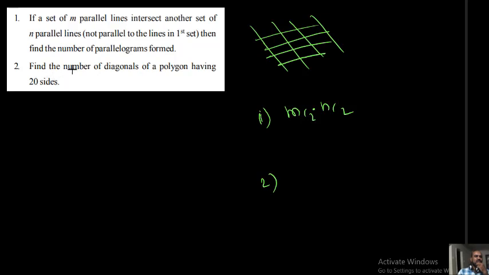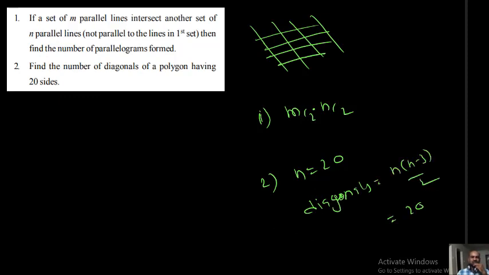Second problem: find the number of diagonals of a polygon having 20 sides. N equal to 20 is given, you want to find the number of diagonals. We have the formula: diagonals formula, n into n minus 3 by 2. 20 into 20 minus 3, 17, by 2. 170 diagonals exist.